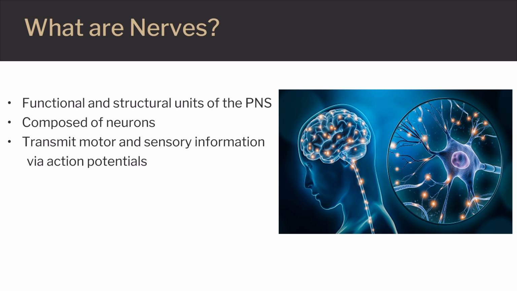Nerves are like cables that carry electrical impulses between your brain and the rest of your body. These impulses help you feel sensations and move your muscles. They also maintain certain autonomic functions like breathing, sweating, or digesting food.